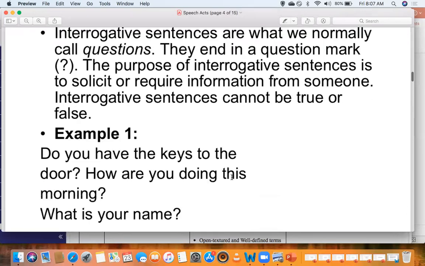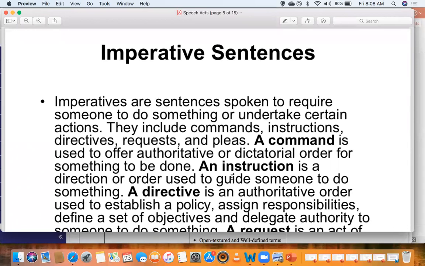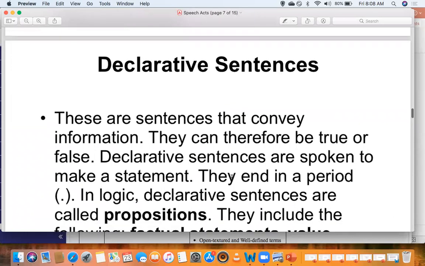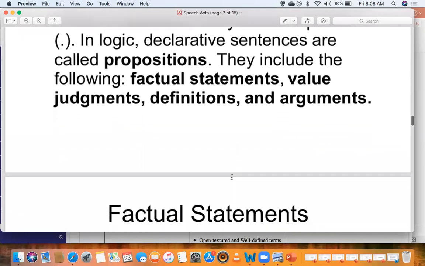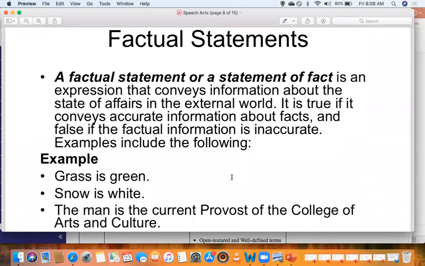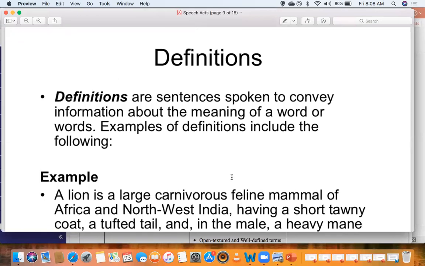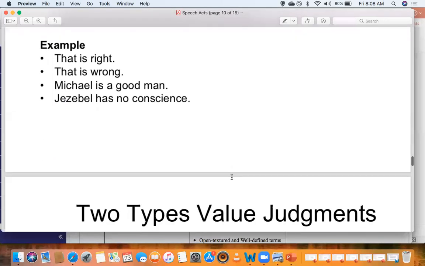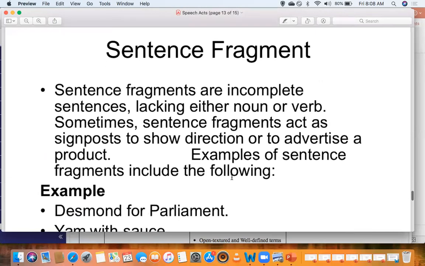We saw interrogative sentences, sentences you utter to solicit information. And then we saw imperatives, which you generate in order to get someone to do something. We saw declaratives, sentences that provide information, and we said there are four of them: factual statements, value judgments, definitions, and arguments. We saw factual statements, statements you can verify with facts. We saw definitions, statements that provide meaning. And then we saw value judgments, statements that reflect what people think the world should look like, and we saw two types of them, moral and non-moral. Then we saw the emotive expressions, the sentence fragments.